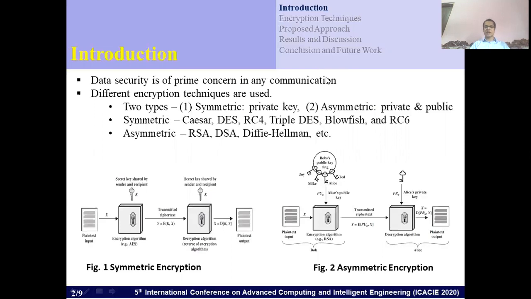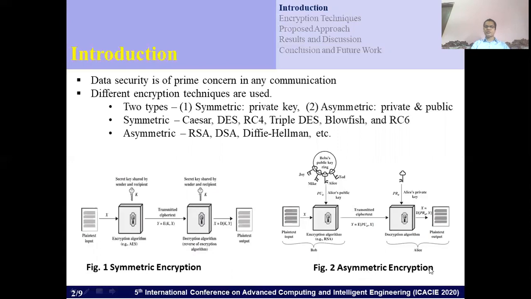The most common examples of symmetric encryption are Caesar, DES, RC4, Triple DES, Blowfish, and RC6. The examples of asymmetric encryption are RSA, DSA, Diffie-Hellman, etc. Figure 1 shows the basic concept of symmetric encryption. At first the plain text is encrypted using an encryption algorithm and secret key, where the encrypted version is called the ciphertext, which is passed through the media. This ciphertext is then decrypted using a decryption algorithm and a shared secret key. Then we will get the output text. So this is the concept of the symmetric encryption.